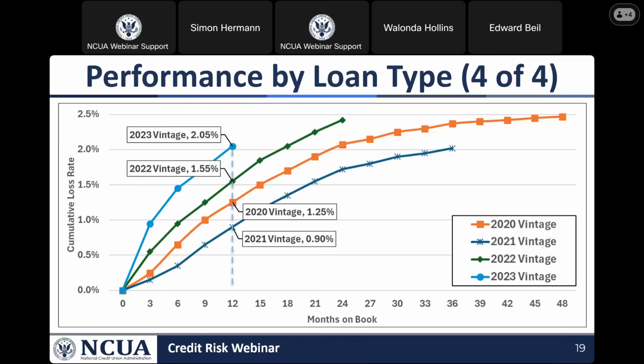Moving on to the 2021 vintage, there are only 36 months of data. However, the vintage has consistently performed better than the 2020 vintage. Based on the performance so far, it's reasonable to assume that the 2021 vintage will continue to have a lower cumulative loss rate. However, it looks like issues are beginning to occur within the 2022 vintage. The cumulative loss rate is consistently higher than the 2020 and 2021 vintages, and the loss rate is accelerating faster. This trend appears to be even worse with the 2023 vintage, which is the light blue line.